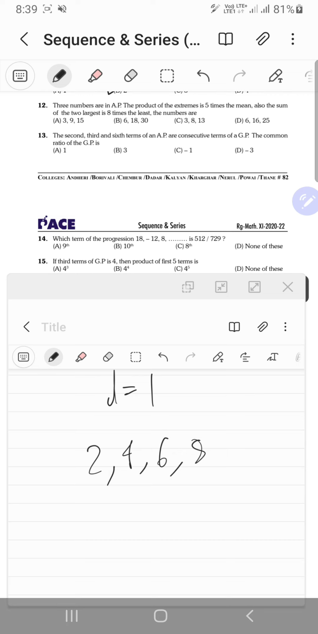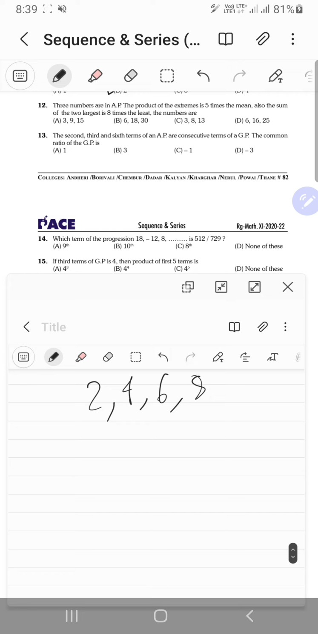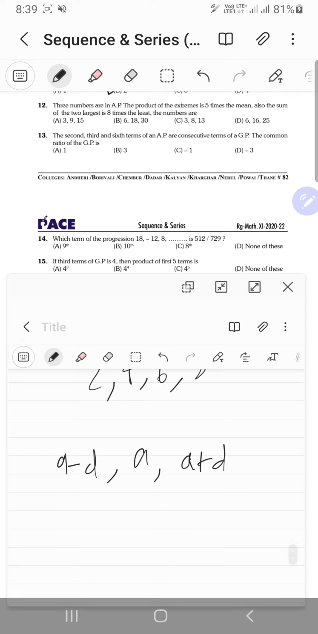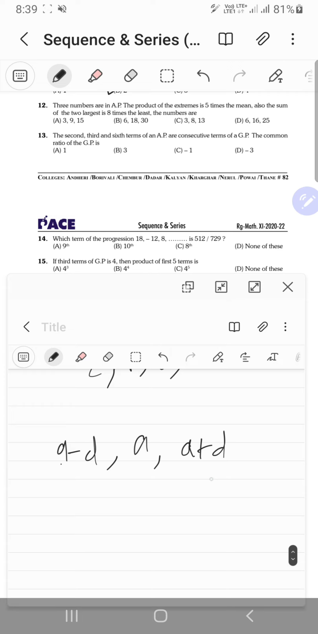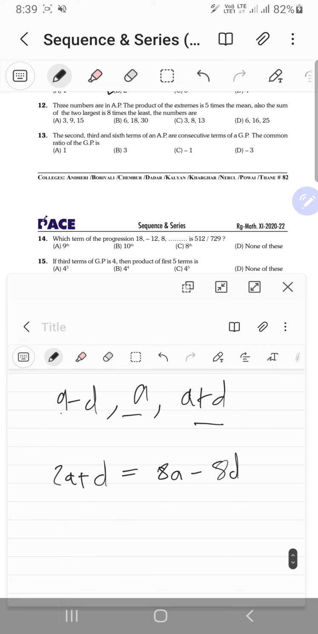Next, 3 numbers are in AP. The product of the extremes is 5 times the mean. Also, the sum of the two larger is 8 times the least. Okay, let's say it's a plus d, and a minus d. What you're saying is that the sum of the two largest, this and that, is 8 times the least. So 2a plus d is 8a minus 8d, I think.